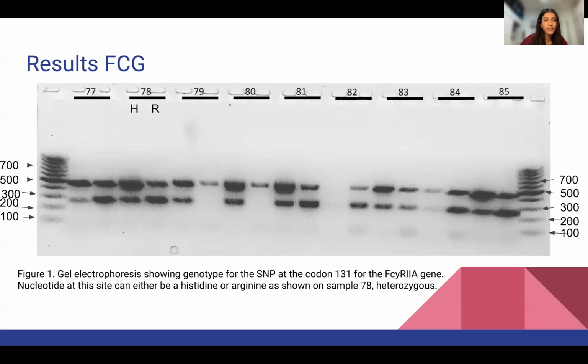If an individual, like in this case, individual 78, has both bands for both H and R, they are going to be heterozygous. This means that they are in between two extremes. Therefore, they have an equal chance of infection.